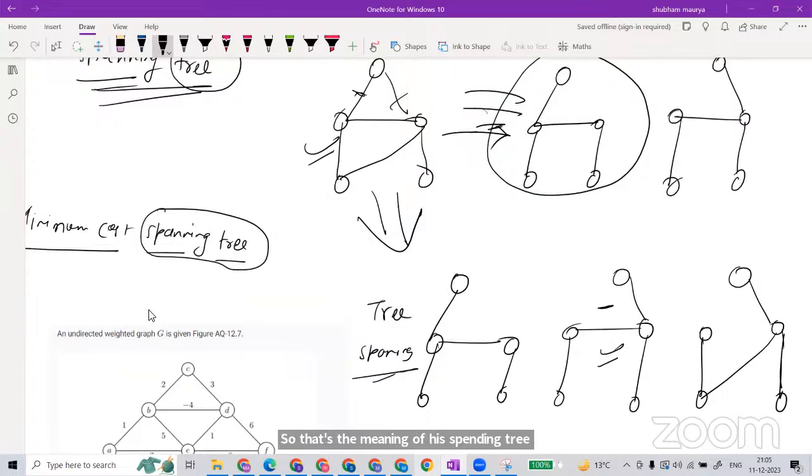And a minimum spanning tree is the one which has a lower tree weight. So in this one, we are able to see there are three spanning trees.